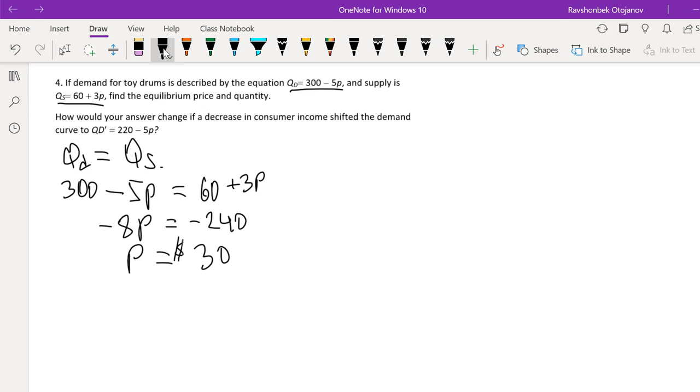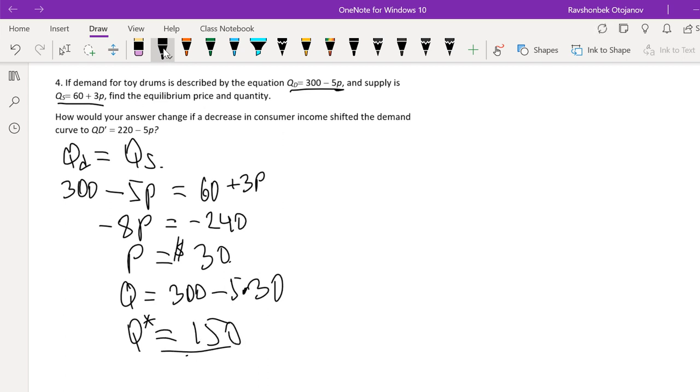Okay, and the equilibrium quantity is then found by plugging $30 into either of these equations. So let's use the demand equation here. P is 30, so that's 5 times 30. Now quantity in equilibrium is then 150. Okay, so that is the equilibrium quantity.